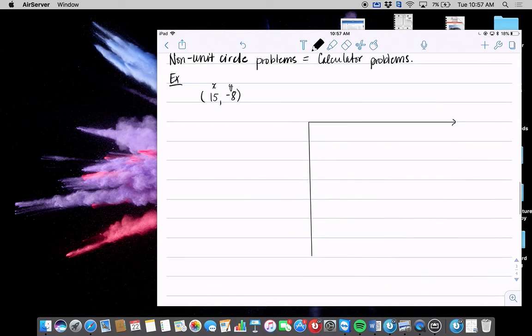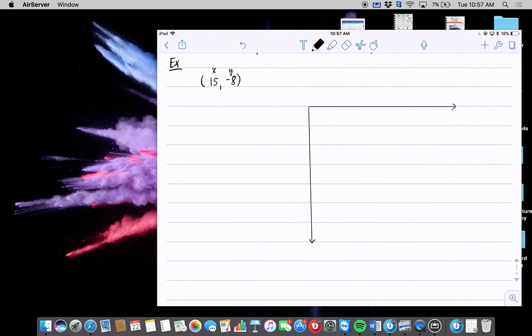This is my negative y. All right, and I have the point 15, -8. So let's say trig, 15, -8. All right, so this point right here, the one that's really big, is the point that's on the circle that we're working with. Of course, I'm not going to draw the circle because it would be atrocious to do so from this point. And this, of course, is going to be the origin, the center.